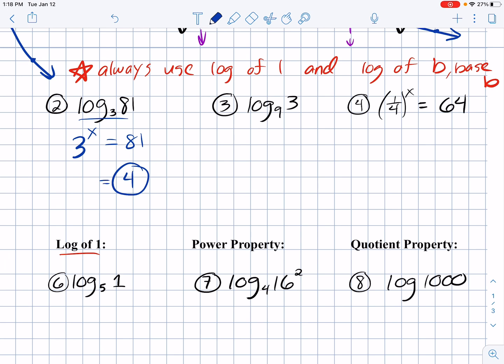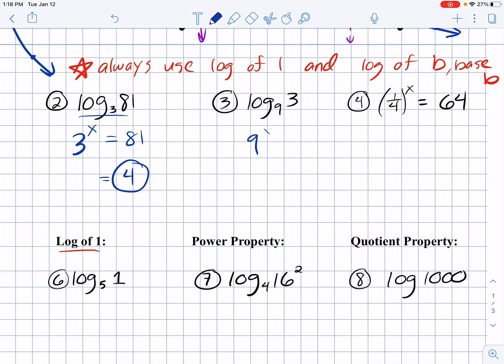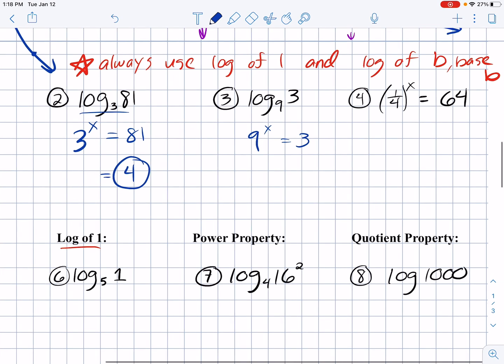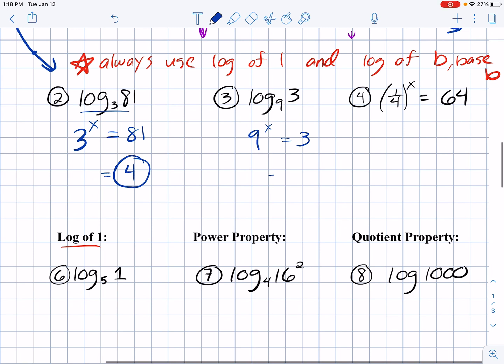Oh, shoot. So let's see how much we remember about 9 to what power gets us 3. It's not a negative because that's going to be a fraction. We talked about these right before winter break. We want the square root of 9, which means the exponent needs to be 1/2.